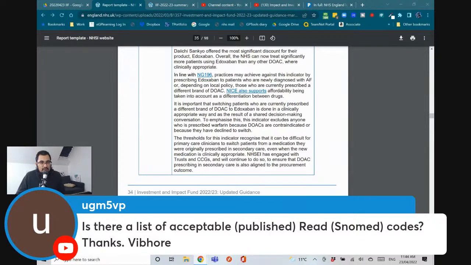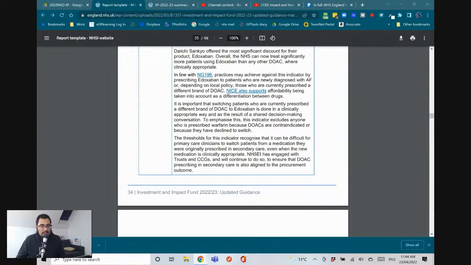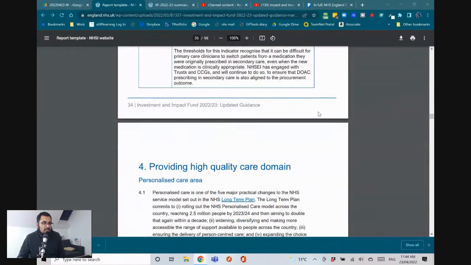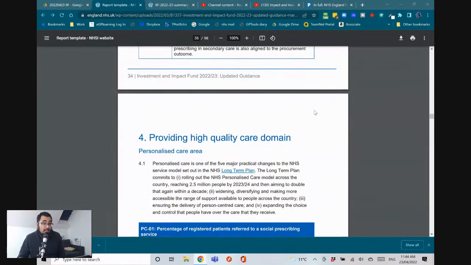UGM5 VP, so Vibor, is there acceptable or published Read SNOMED codes? No, is the answer I've been able to find. I haven't been able to find a specific list, although I'm aware that lots of people are looking at this to try and help practices. I mentioned some of the companies earlier, like Ardens and Primary Care IT, who are providing these resources directly to practices as part of their toolkits, so they should hopefully pick out the relevant and correct codes if you're using those toolkits. It does mention some codes throughout some of these points, so you probably can search and find them. But as far as I'm aware, I haven't been able to find a specific list anywhere. If anybody does have that list, please do share it.